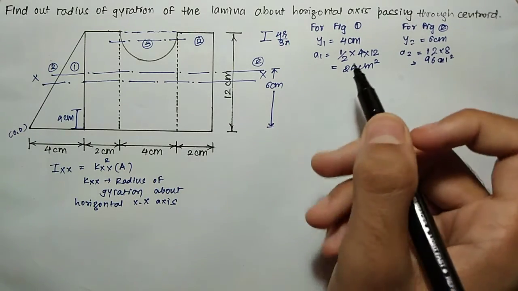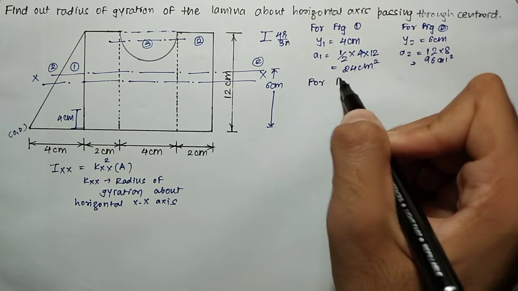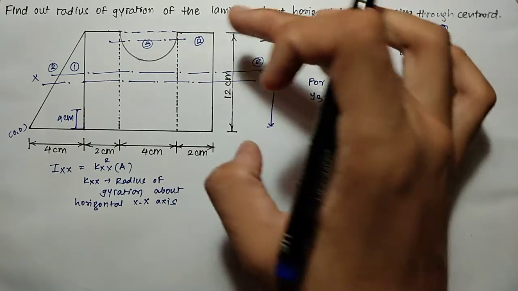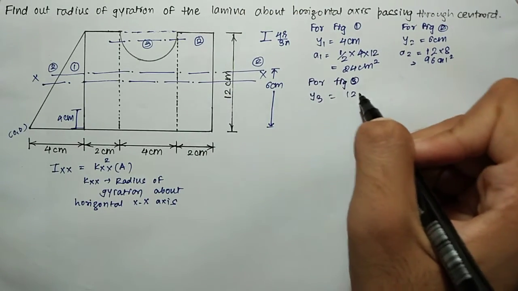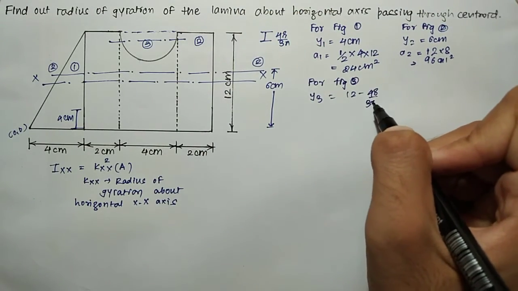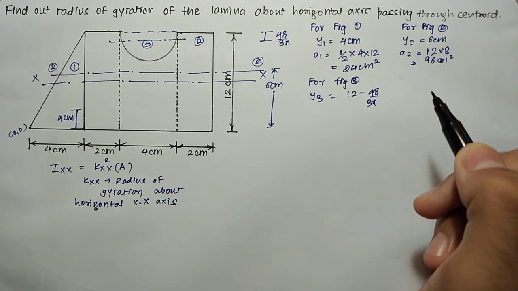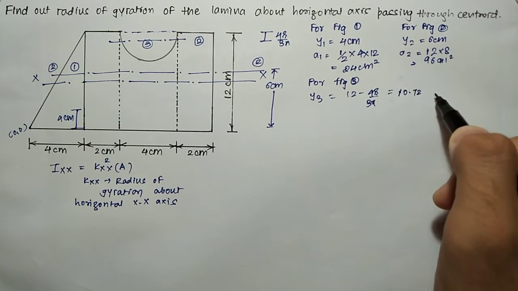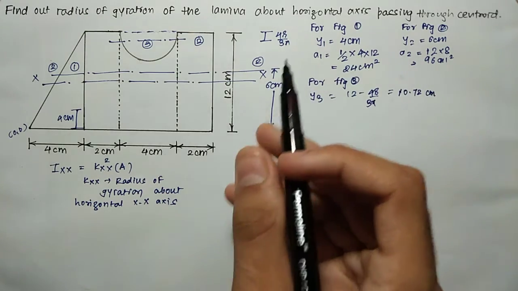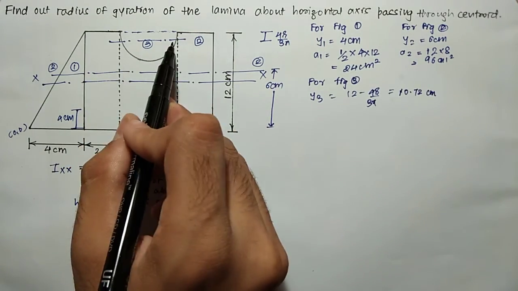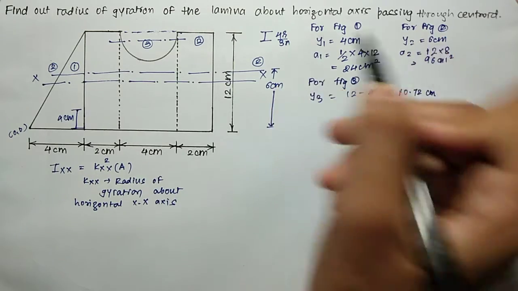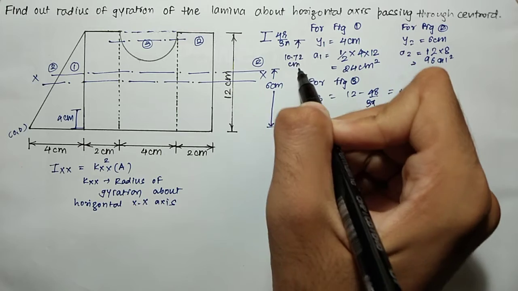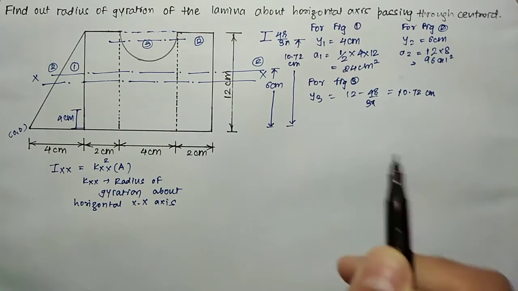Similarly for figure 3, y3 can be given as this much distance, that is 12 minus 4r divided by 3 pi. So the value of y3 comes out to be 10.72 cm. So the location of the centroid for this figure 3 is 10.72 cm, that is 10.72 cm from the origin.